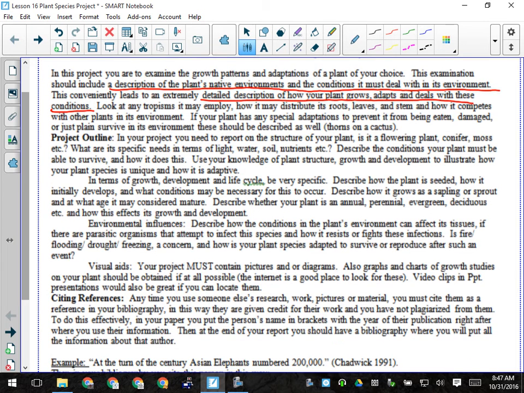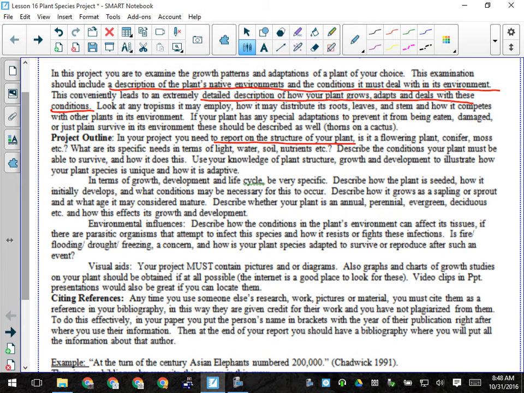Project outline: you need to simply report on the structure of your plant. Is it a flowering plant? Is it a conifer? That means it has cones, so it's like a spruce tree, a moss, etc. What are its specific needs in terms of light, water, soil, and nutrients? Obviously, guys, you're not going to be doing aquatic plants here. These have to be terrestrial plants, so that we can talk about soil and nutrients and things like that.